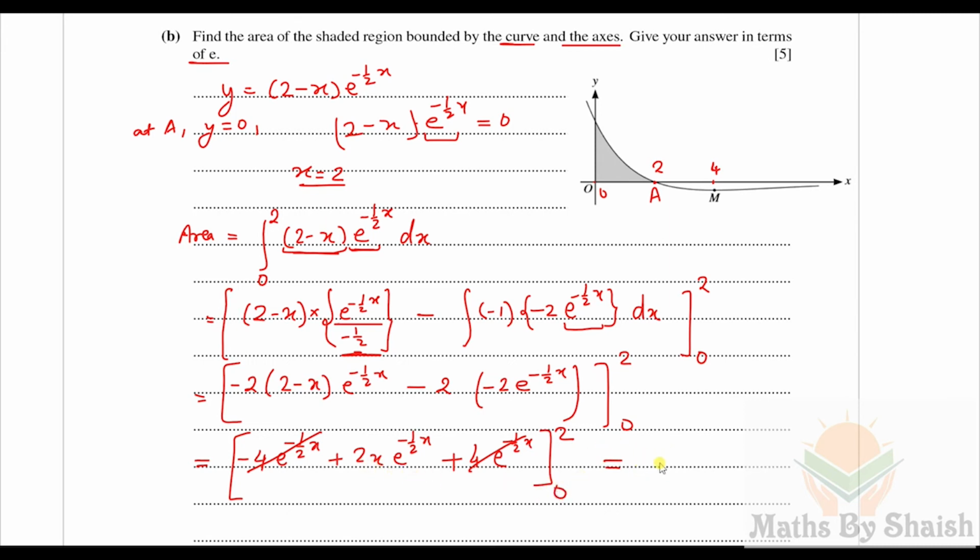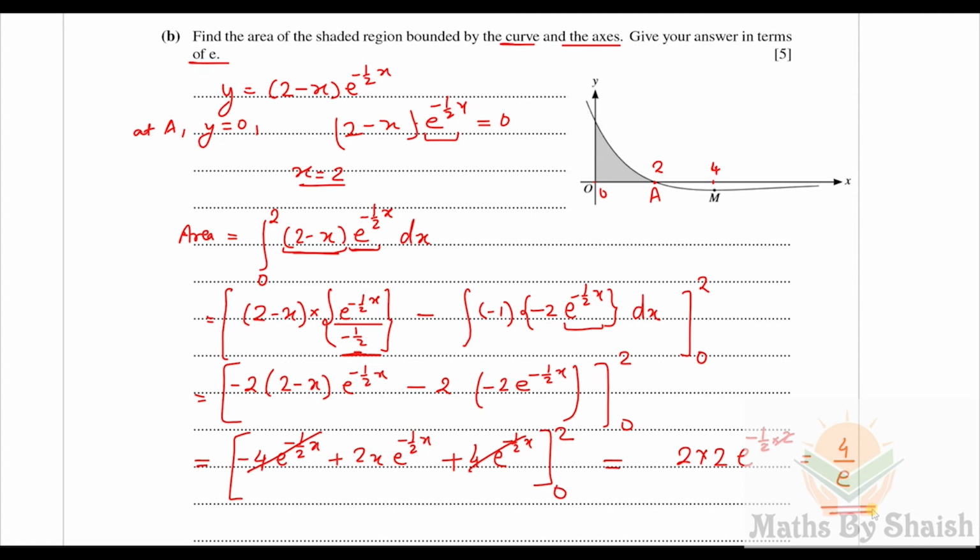The last answer would be 2 into 2 e raised to the power minus 1 by 2 into 2, which will give us 4 over e, because it's e raised to the power minus 1, so in the denominator it becomes only e. So the area is 4 over e square units. That's it. Let's do the next question.